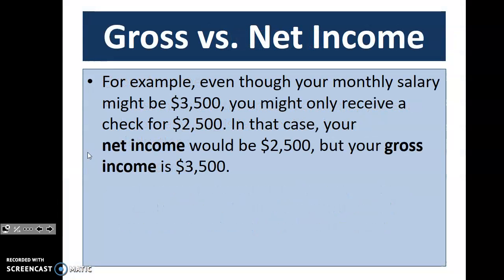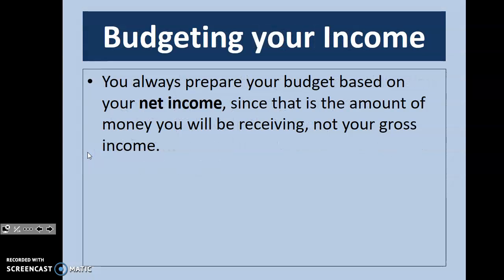For example, even though your monthly salary might be $3,500, you might only receive a check for $2,500. In that case, your net income would be $2,500, but your gross income is $3,500. You always prepare your budget based on your net income, since that's the amount of money you will be receiving, not your gross income. Net income is also called take-home pay. That's the amount you're going to be putting into your household.